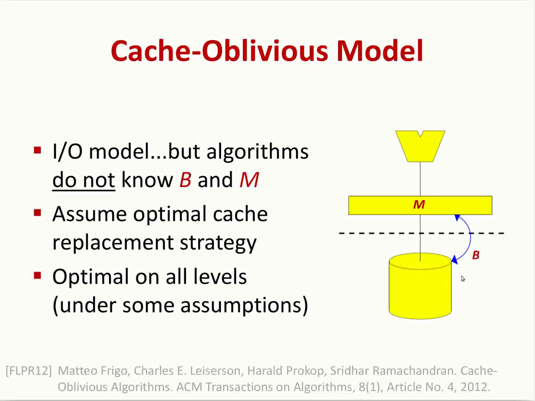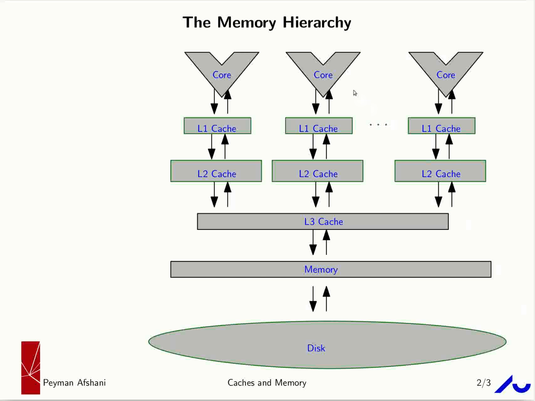Since this M and B are not used in the algorithm, the analysis could be applied to any combination of M and B. In particular, it could be applied to any two levels in the cache hierarchy. For instance, if you go back to the previous picture, it is assumed that the algorithm just accesses some elements in the memory without knowing anything about the cache sizes. And in fact, this is what we do in practice as well. We do not on purpose encode the sizes of the caches in the code that we implement.